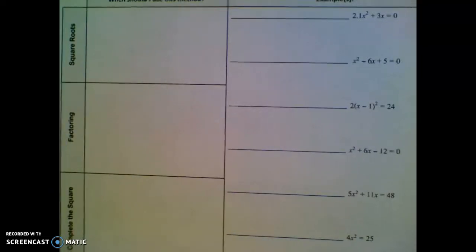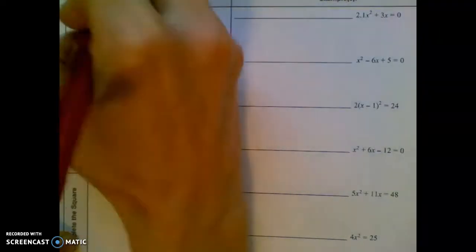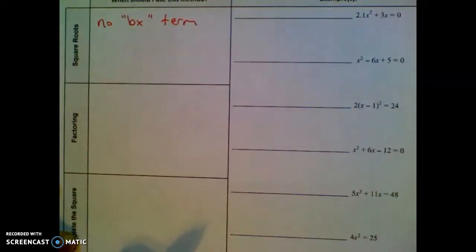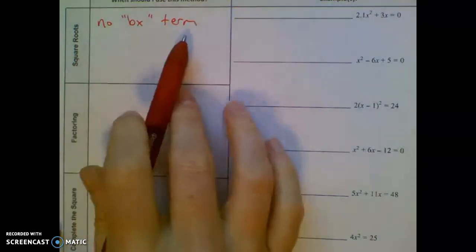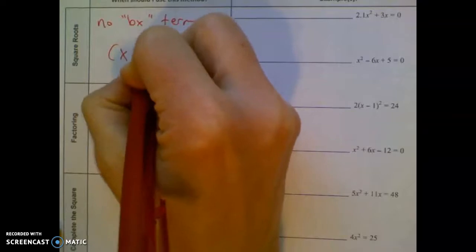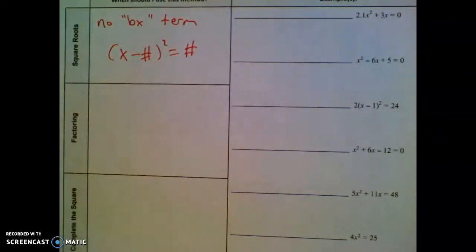Alright, so I'm going to start out with square roots first because it's the easiest one to spot. Square root is when that bx term is missing, and I'll post these notes on Canvas if you want to print them out as well. It's going to look like some (x plus some number) squared equals some number, so it specifically has that parentheses and that squared.